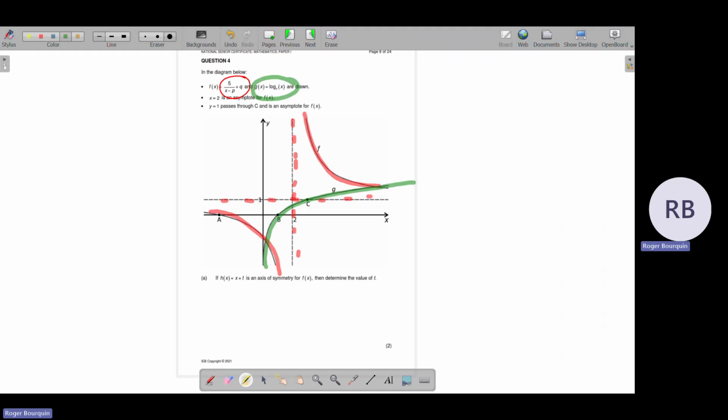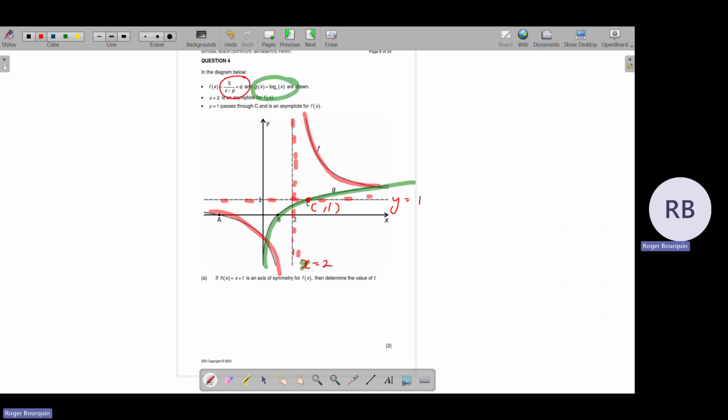I would also then check that everything that is written there is given on your graph. So first of all, they say x is equal to 2 is the asymptote, the vertical asymptote. And they tell me y is equal to 1, passes through C, so at C y is 1, and that it's an asymptote as well for the hyperbola. So that's how I start the question, before I look at any question. That's the first thing I would do.